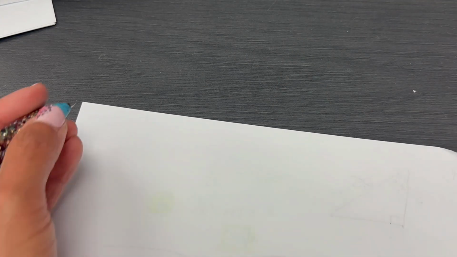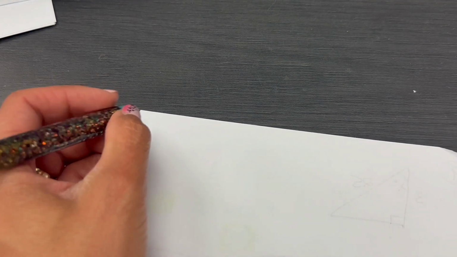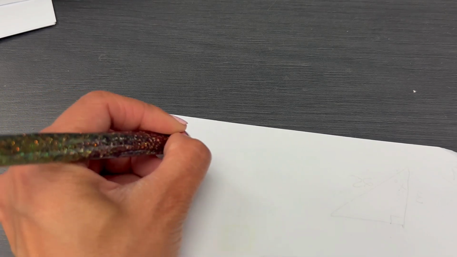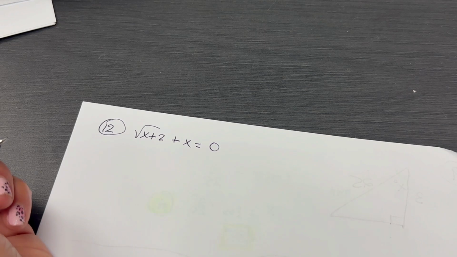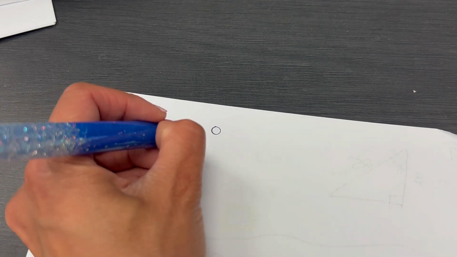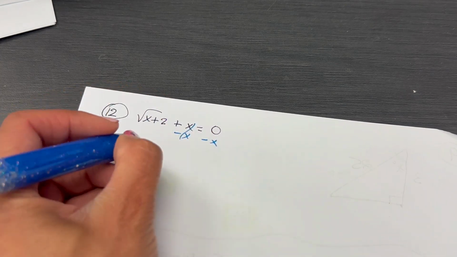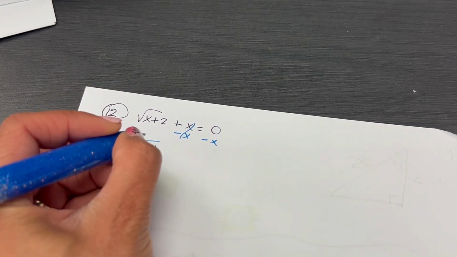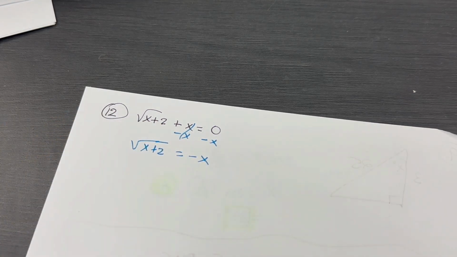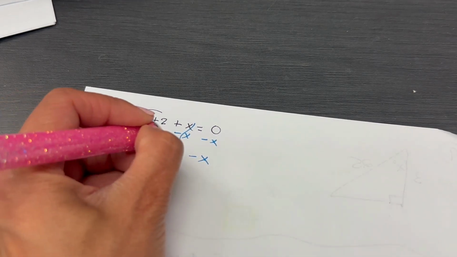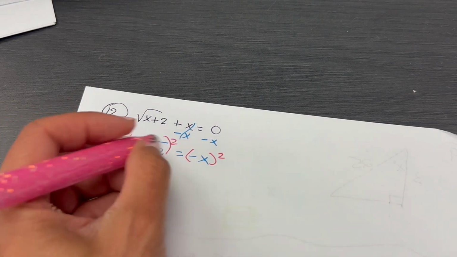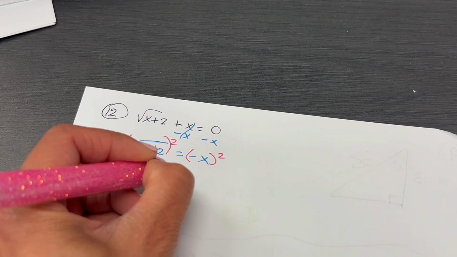Number 12. We've got to solve square root of x plus 2 plus x equals 0. Okay, so let's see. We need to get the radical isolated, so I need to subtract x. So square root of x plus 2 equals negative x. And then I need to undo the radical, which means I've got to square both sides. Some of you guys keep forgetting to put parentheses. And the x plus 2 comes out.